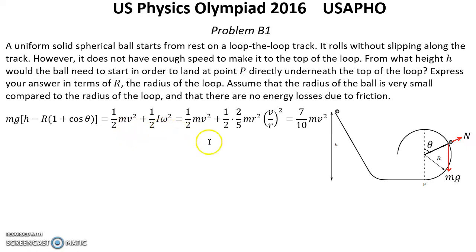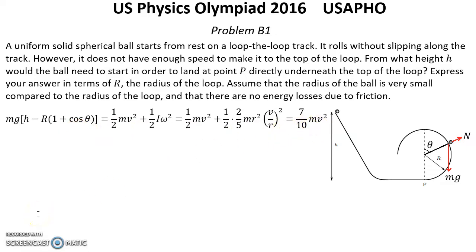Because the motion is without sliding, omega equals v over r, and for a solid sphere the moment of inertia I equals 2/5 mr squared. Finally, we have kinetic energy equal to 7/10 mv squared. So this is the first relation between the angle and v squared.